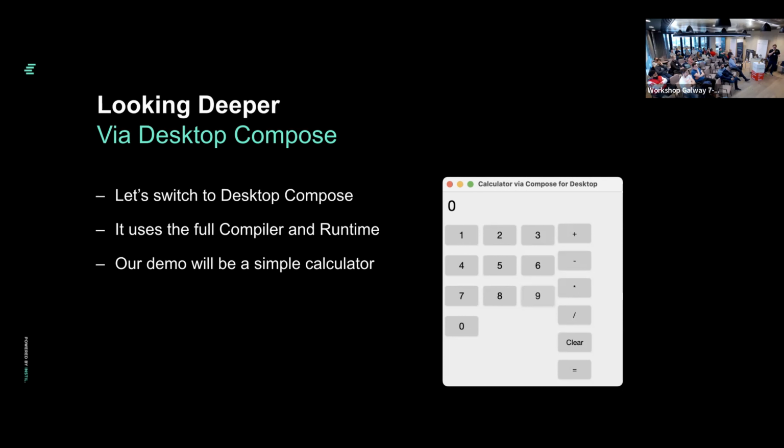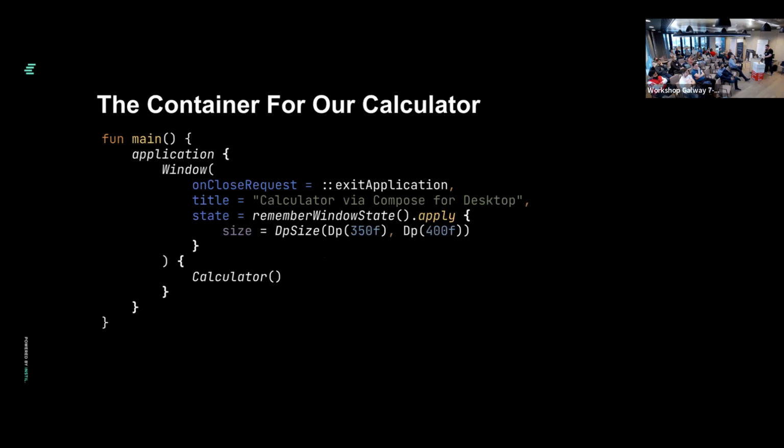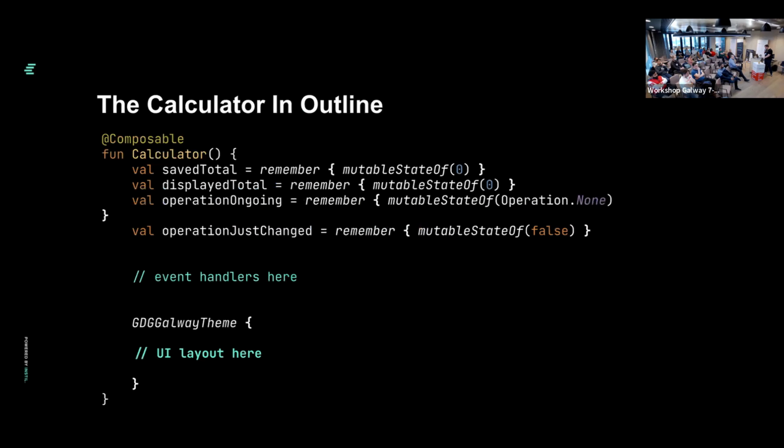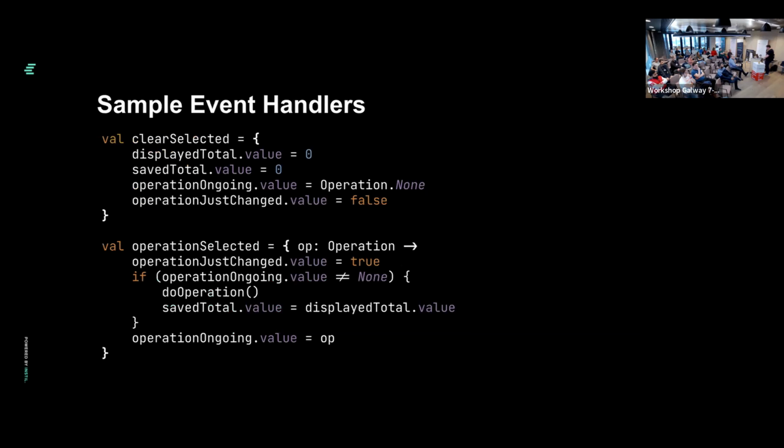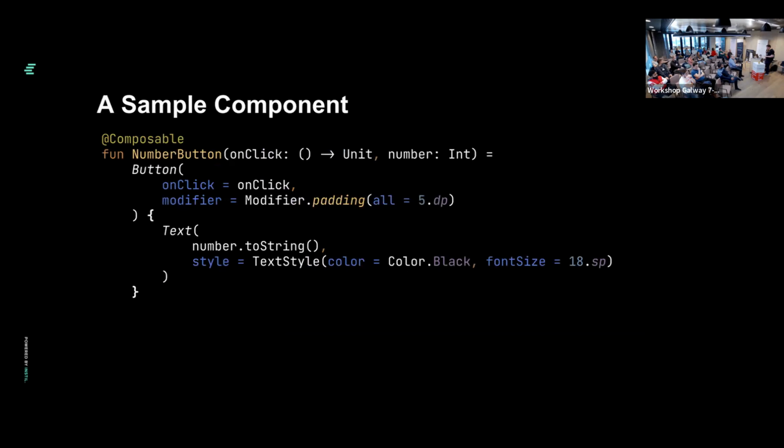Usually I like to show it live, but we don't have time in this scenario, so you'll have to take it from me that it does actually work. So here's the shell. We've got an application with a window. Here's some of the composable functions, and you can see whenever we say remember, we're setting up some mutable state, and every time that mutable state changes, the important bits of the UI will get re-rendered. And then we've got some event handlers, and those event handlers are going to change that mutable state.